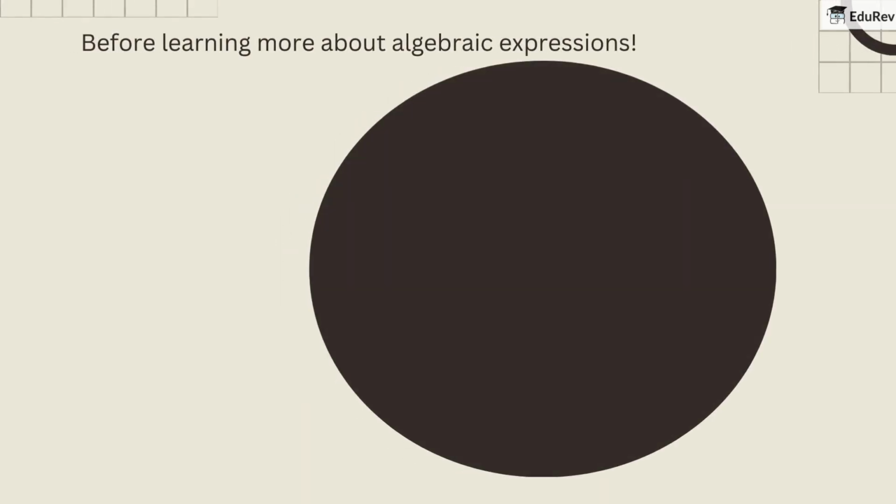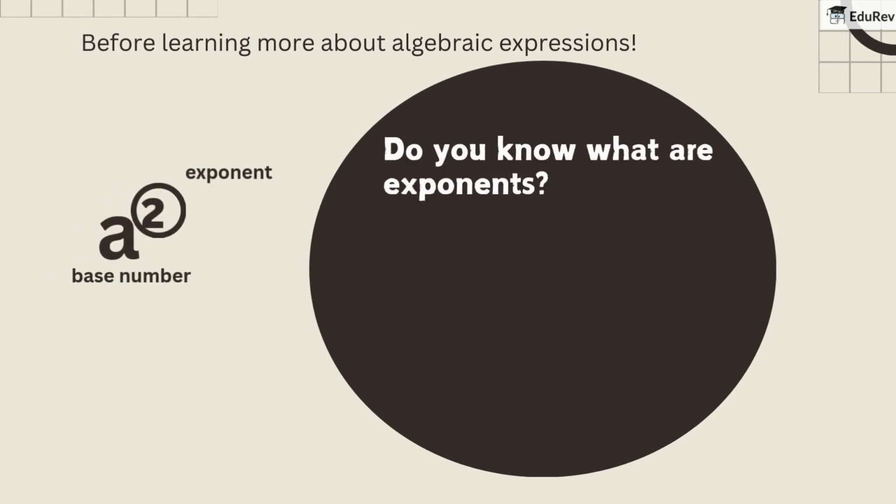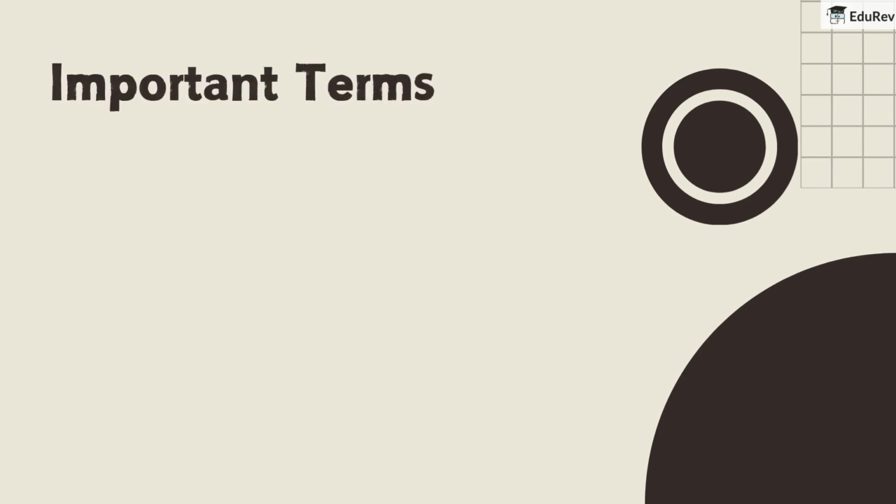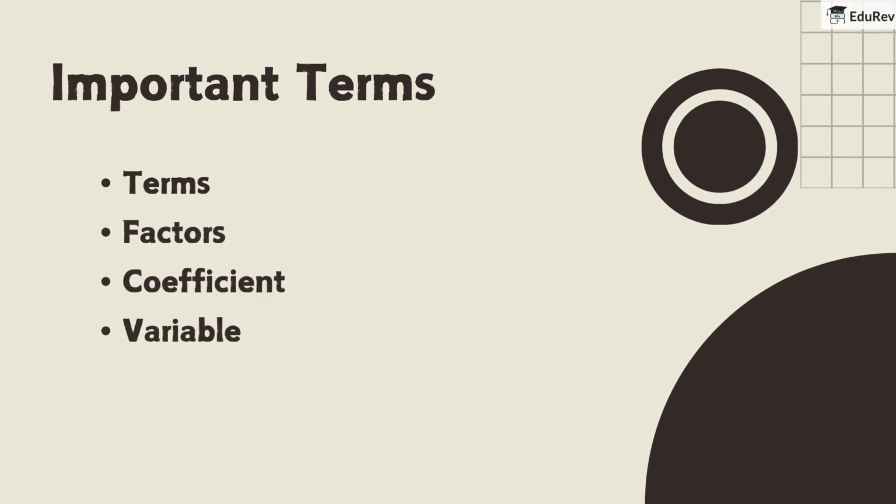Before we move on to more complex algebraic expressions, do you know what exponents are? An exponent is a number that indicates how many times to multiply the base number by itself. For example, a squared, written as a^2, means a is multiplied by itself 2 times. So, a squared means a multiplied by a. Now that we know about exponents, let's dive into some important terms in algebra. These include terms, factors, coefficient, and variable.